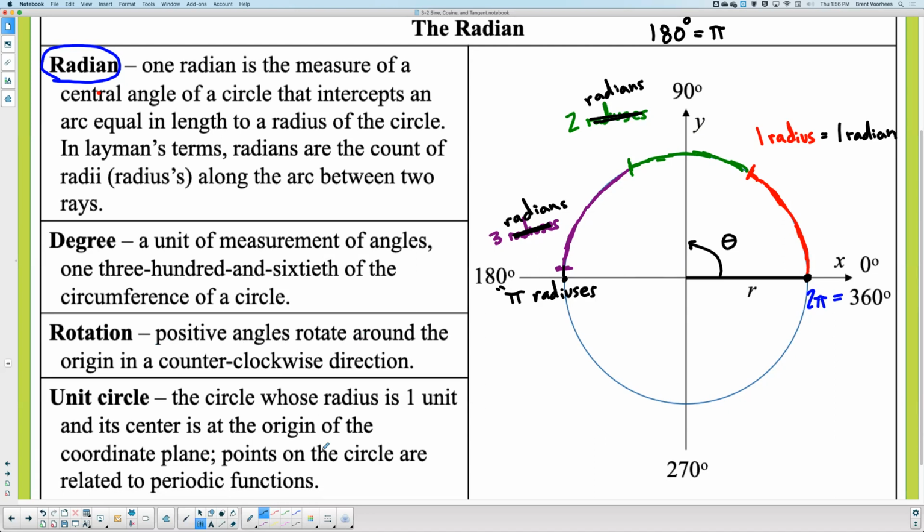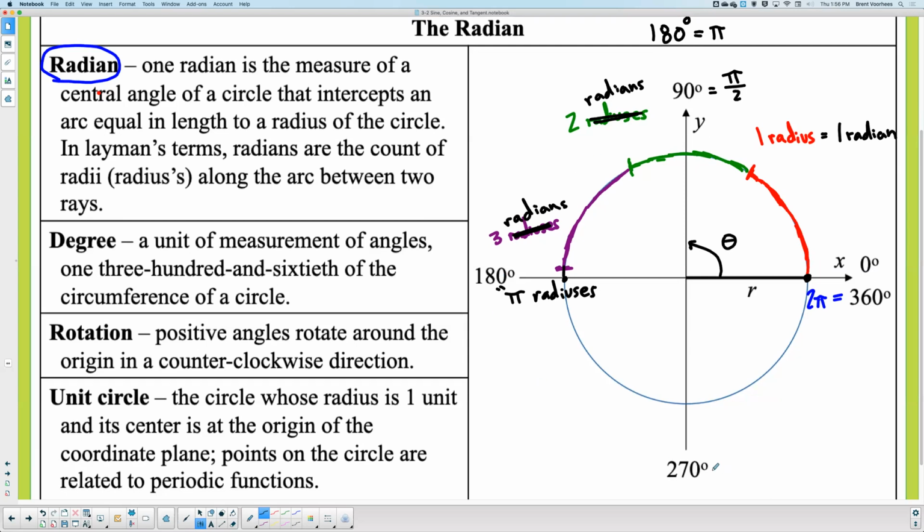Okay, if 1 pi is 180 degrees, let's do some quick math. If 90 degrees is half of 180, how many radians is 90 degrees? It'll be pi over 2. The 90 equals pi over 2.